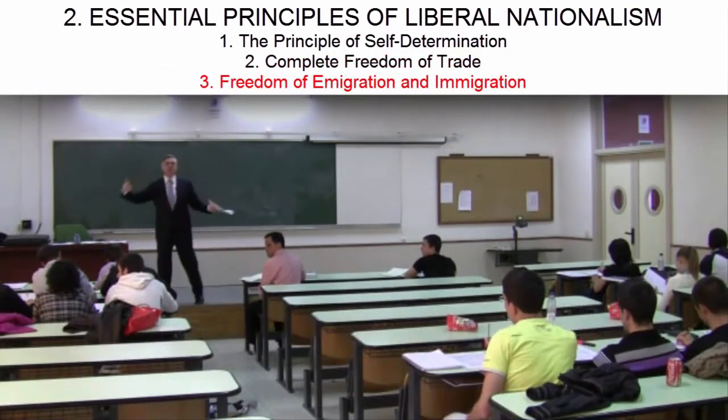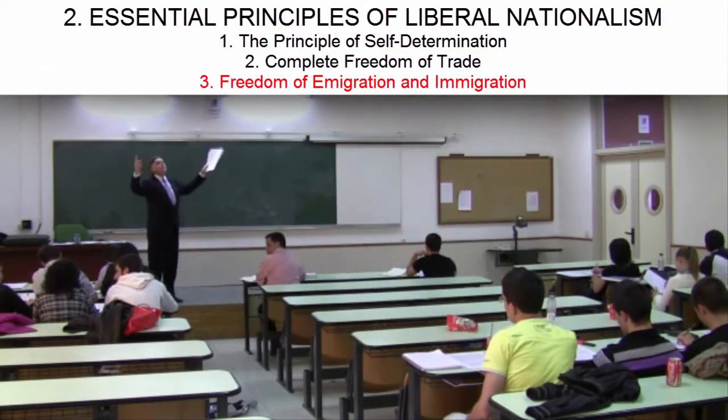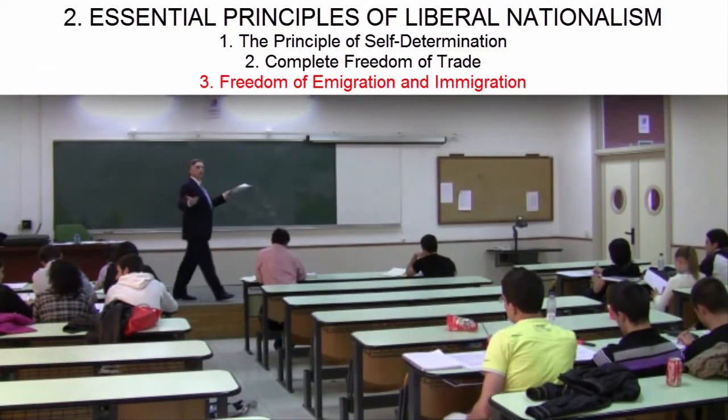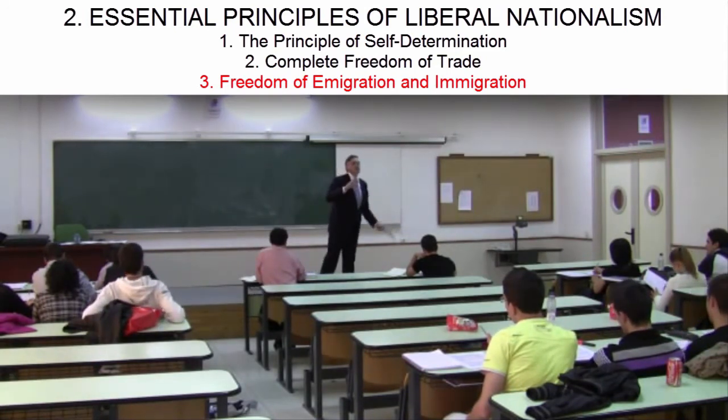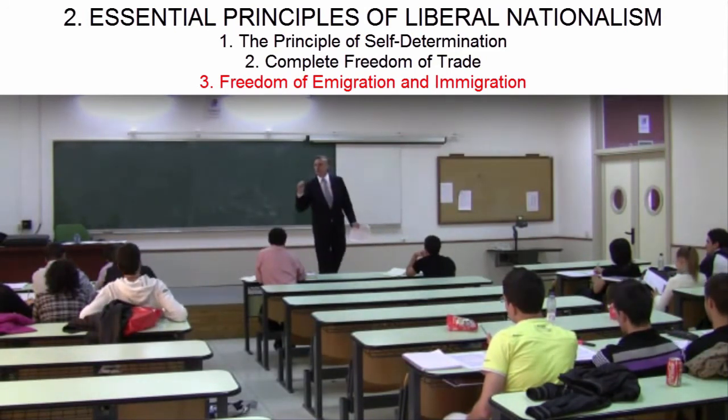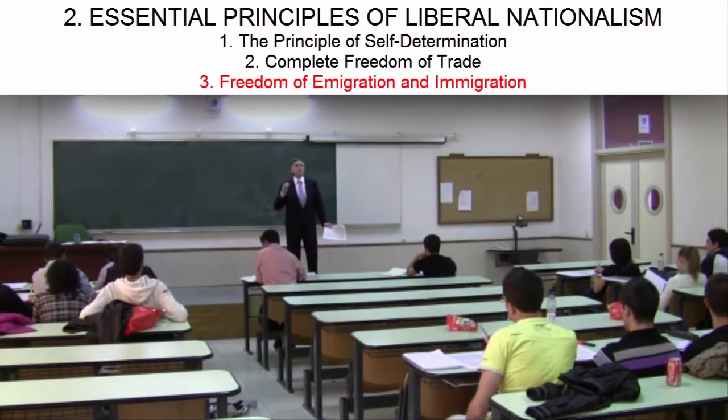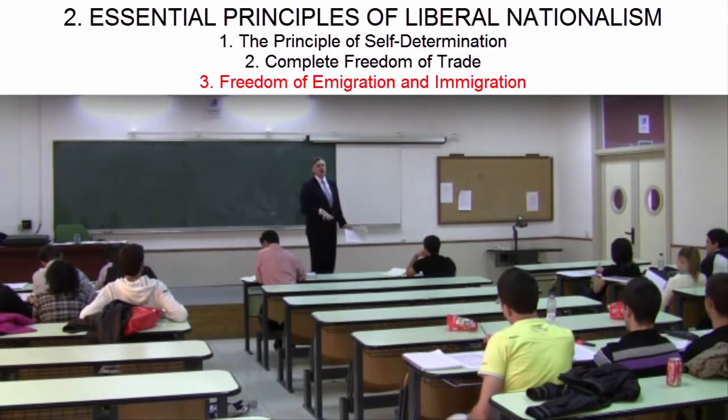The third principle of liberal nationalism is the principle of freedom of emigration and immigration, that is, the free circulation of people. But what do we mean by the free circulation of people or human beings? Does that mean I have the right to go wherever I want?